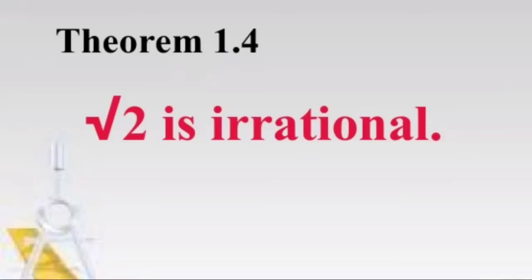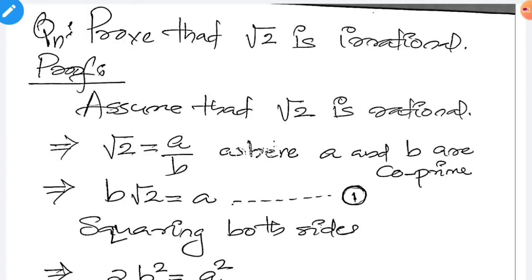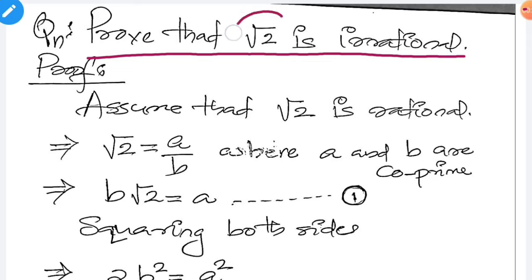Hi students, now we have theorem 1.4: root 2 is irrational. We have studied that the number root 2 is irrational. Now we are going to prove it. We need to prove that the number root 2 is irrational, and we are proving this by the method of contradiction.